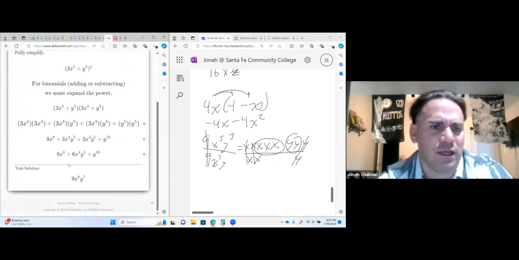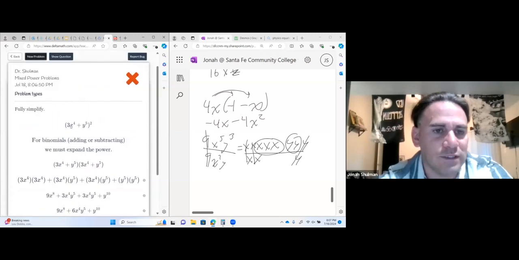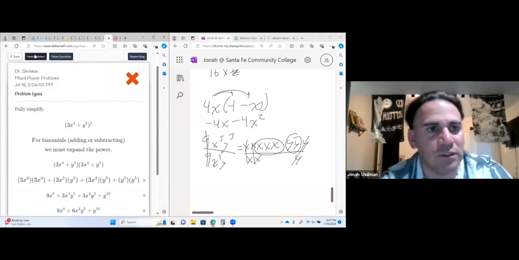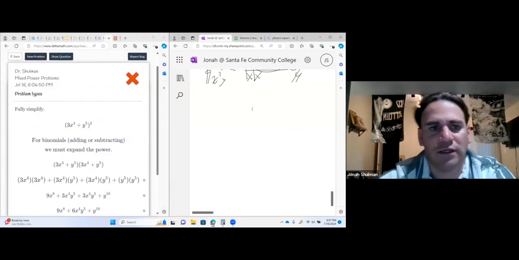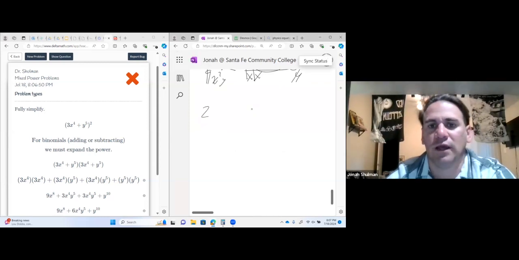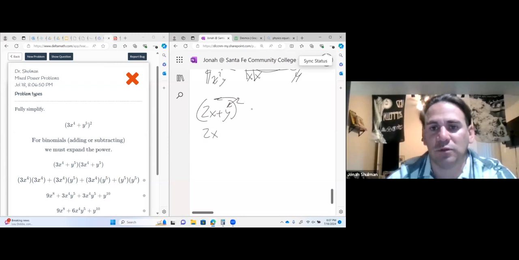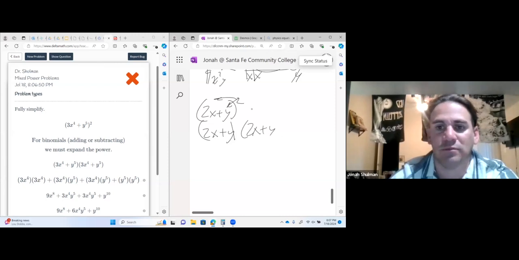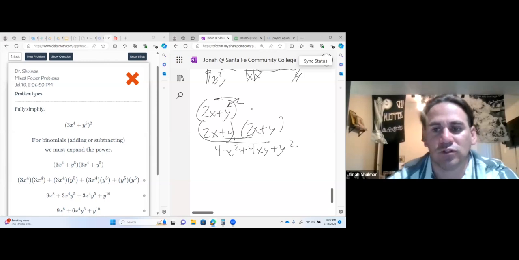Whoa! That's what I have. Oh, because it's a binomial, it's adding, so you have to double it. So this is why that's not true. So if you have 2x plus y squared, you can't just do this because it's a binomial. It's 2x plus y times 2x plus y. That's why I was missing the middle term. 4x squared, that's 2xy, that's 2xy, so that's plus 4xy plus y squared. All right, let's try another one.